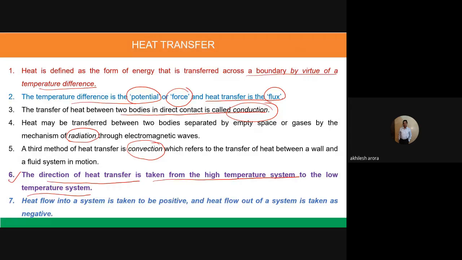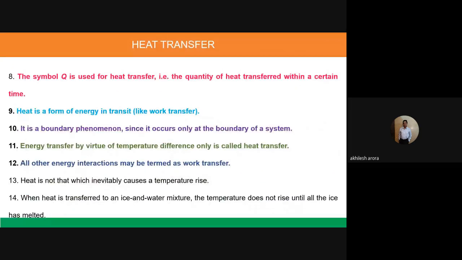And there is one more thing. The heat flow into a system is taken to be positive, and heat flow out of a system is taken as negative. So this is the sign convention. So suppose this is a thermodynamic system. If heat is entering into the thermodynamic system from the surroundings, it will be considered as positive. Whereas if the system is losing heat, going out from the system to the surroundings, then it will be considered as negative. So that is what you need to remember. And we use the symbol Q for heat transfer.